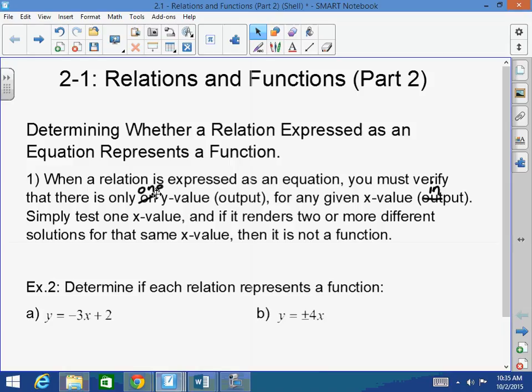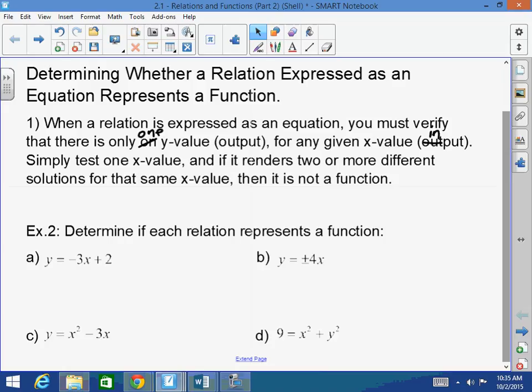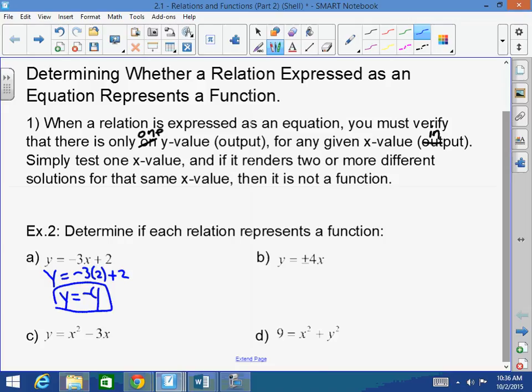Okay? For example, go ahead and let's choose any x value you want for a. What x value do you want to choose? 2. Okay. So y equals negative 3 times 2 plus 2. So when x is 2, y equals negative 4. That's never going to change, because in that particular equation, when x is 2, y is negative 4, period. That is a function, because when I plugged in one particular x value, I was given one particular y value.